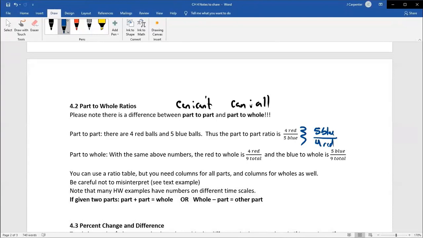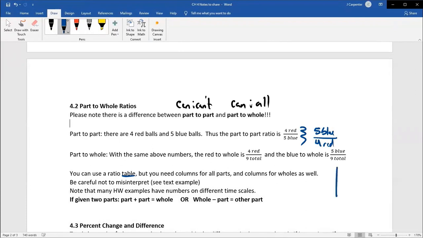Now, just like anything dealing with ratios and proportions, you can certainly use a ratio table or a proportion table, whichever you want to call it, they're the same thing. But you might need to actually put in another column, or if you're creating this, you have to know to create this extra column. You need columns for all the parts and a column for the wholes.